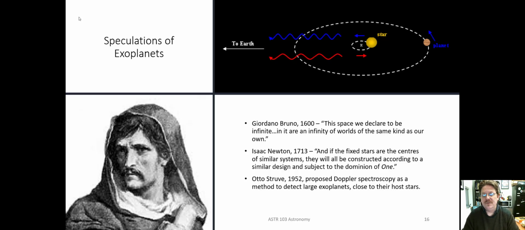Now we move to Isaac Newton in 1713. And he says, quote, "And if the fixed stars are the centers of similar systems, they will all be constructed according to a similar design and subject to the dominion of one." In this case, what he's talking about, one, and really in both cases, what they were discussing is basically God.